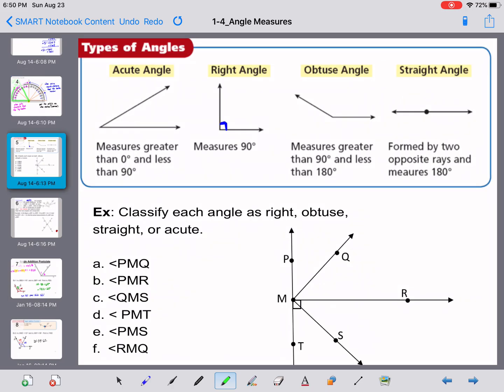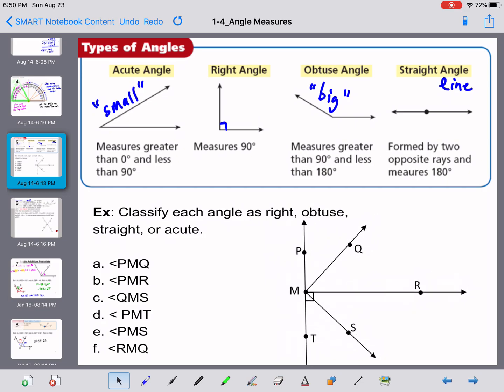All right, types of angles. There're 4 types of angles. There's an acute angle, measures greater than 0 but less than 90, so it's a small angle. We've got a right angle that's exactly 90 degrees. We have an obtuse angle. It's greater than 90 but less than 180. So we think about it as being a big angle. And then we have a straight angle. Straight angle, straight line, 180 degrees.